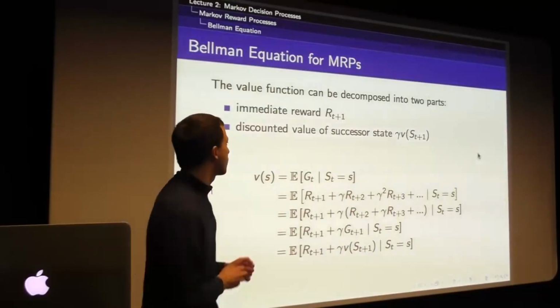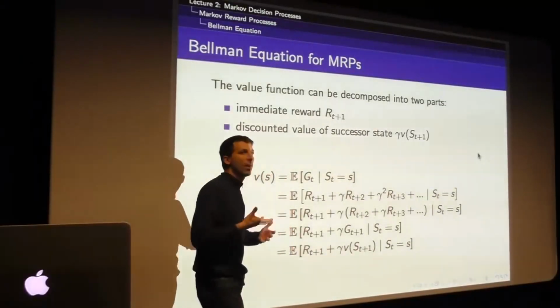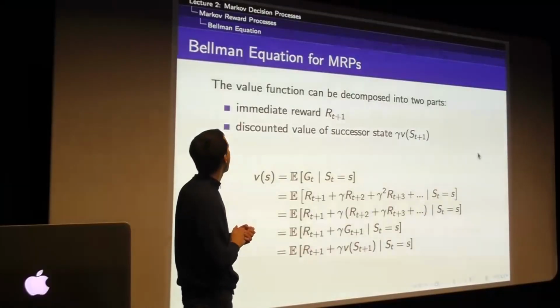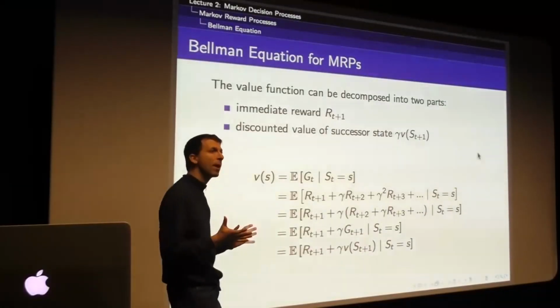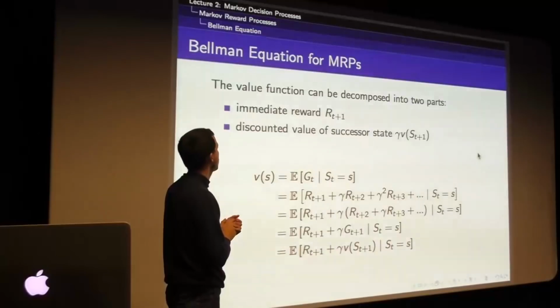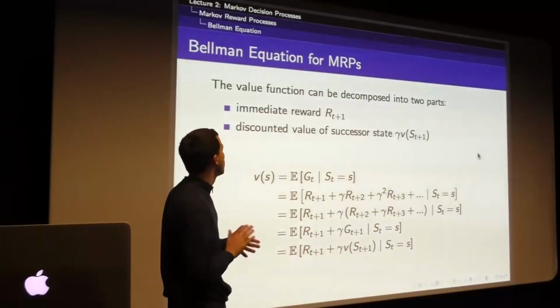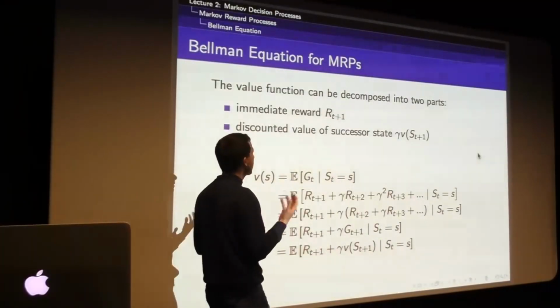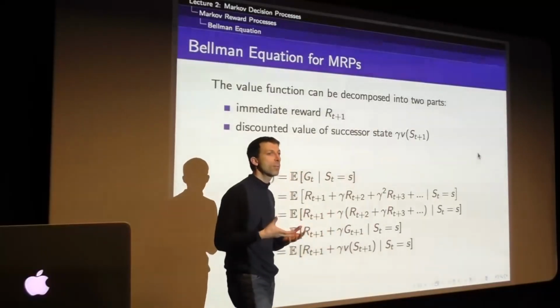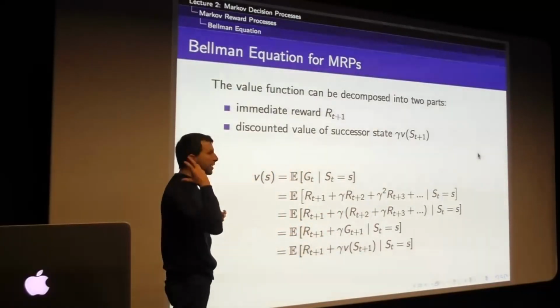So now we're going to talk about maybe the most fundamental relationship in reinforcement learning. You might have come across this in dynamic programming. It's very widely used, and it's called the Bellman equation. The idea is that the value function obeys this recursive decomposition, and the main idea is very simple.